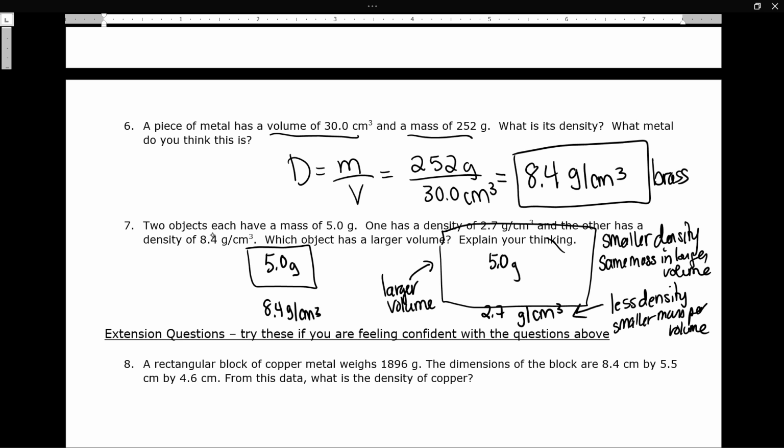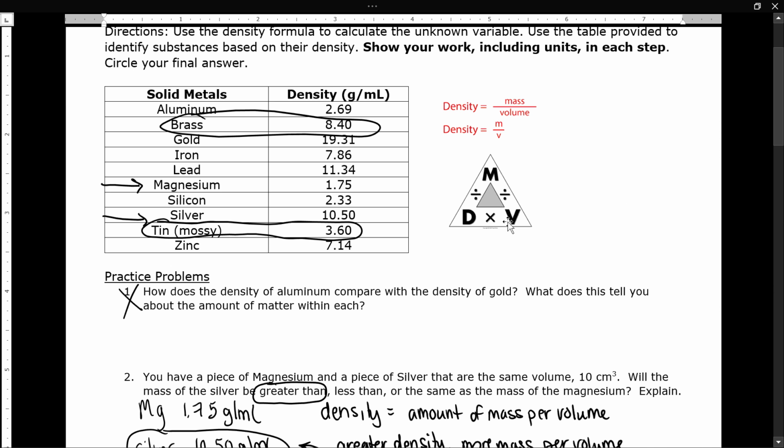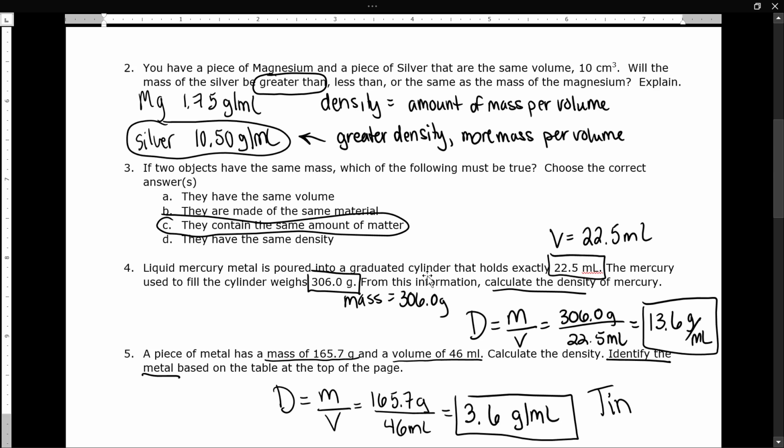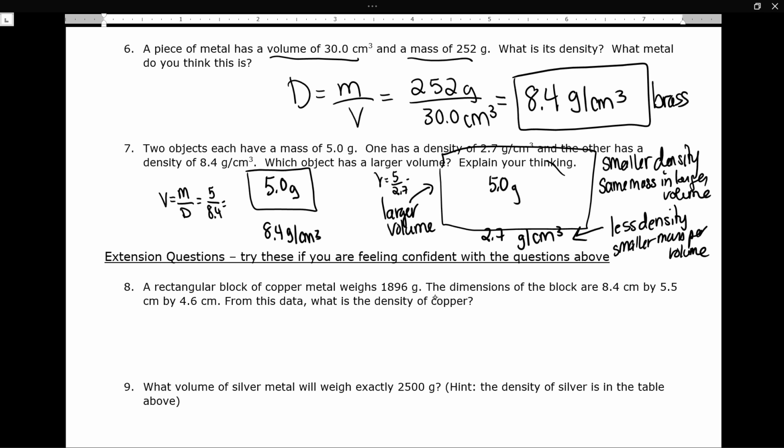If you're interested in doing this mathematically, you could also use this equation up here, and you could calculate what the volume is. You could say the volume equals the mass divided by the density, if you're interested in doing some algebra here, and you could calculate the two volumes. So volume is mass divided by density. So over here, it would be 5 divided by 8.4. You can solve for what that would be. Over here, it would be 5 divided by 2.7. And when you solve, you should find that this one over here on the right gives you a larger volume. So those are just two different ways of thinking about it.